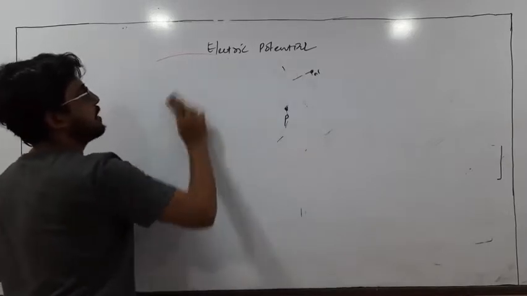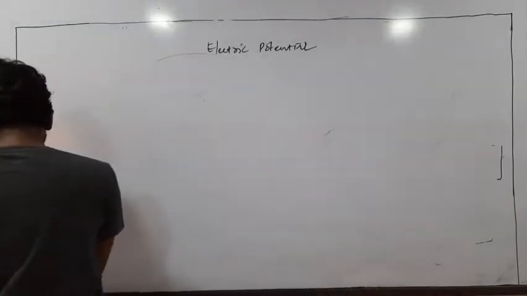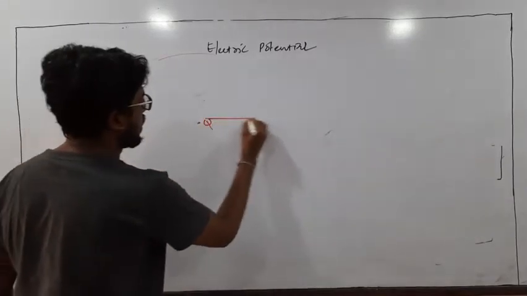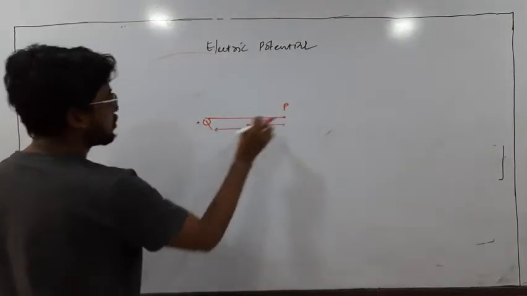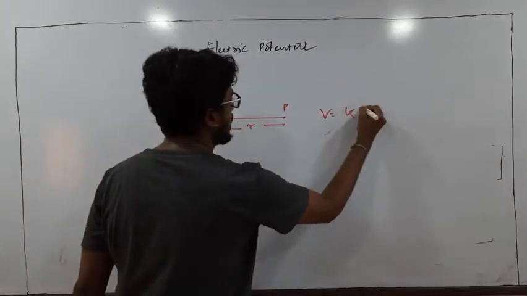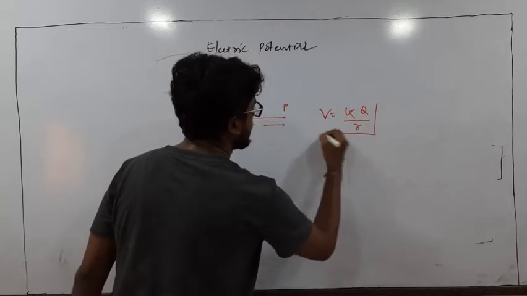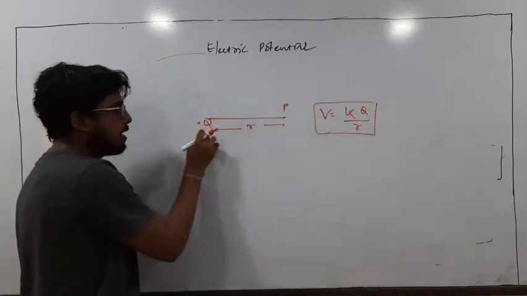So what is the electrical potential due to a point charge? As we already discussed, if here is a point source charge Q and we have to find out the potential at this point P, which is at a distance R, the electrical potential at this place will be V equal to K Q by R. This is the expression for the potential at this point P due to this point charge.